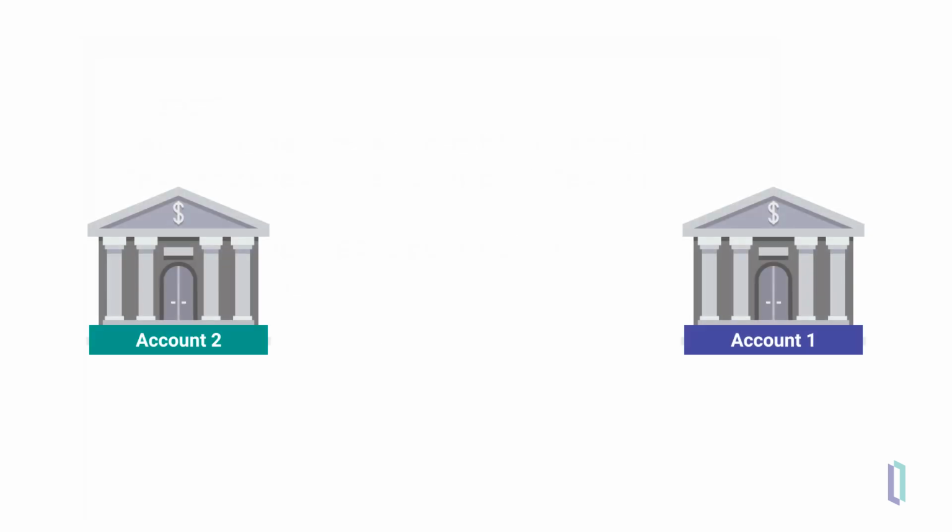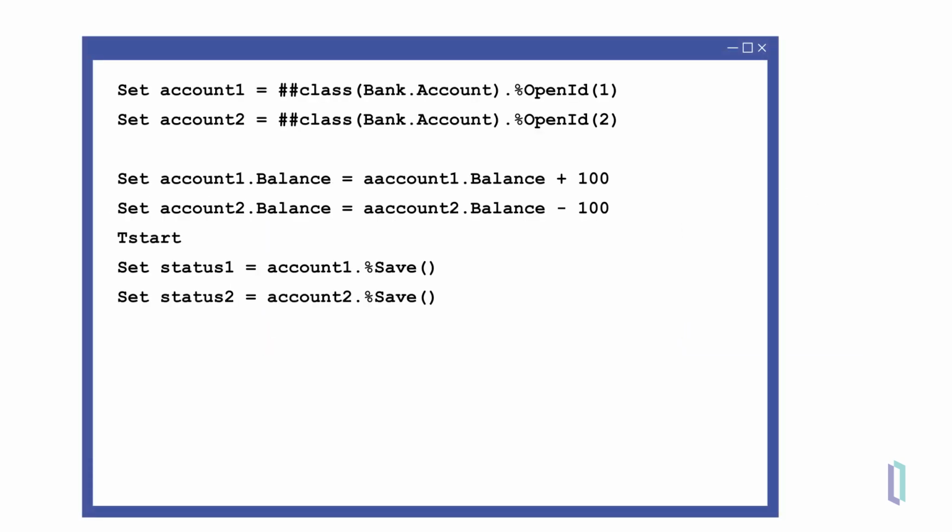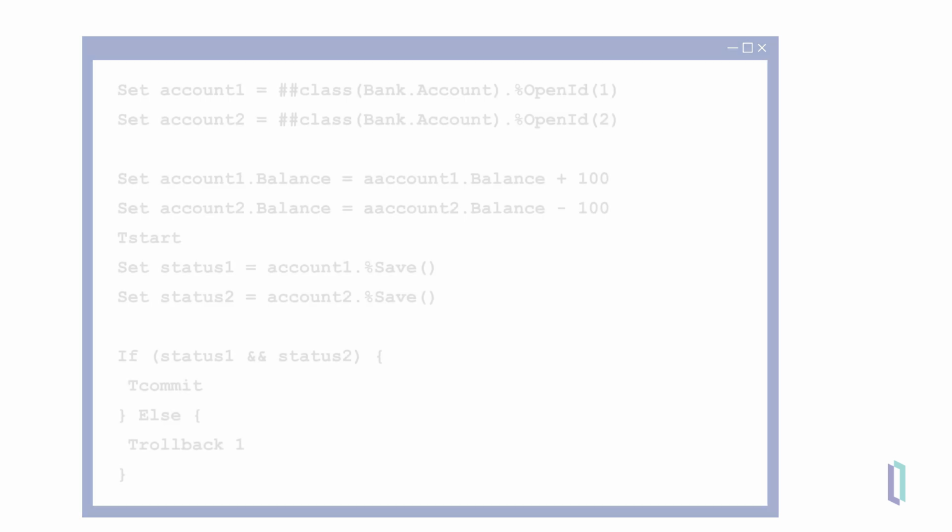For example, we will transfer $100 from account 2 to account 1. With a transfer, you need to guarantee that either both account balances are updated or neither account balance is updated. We open both account objects and calculate the new balances, then start the transaction and attempt to save each object. Each %save returns a status value. If both saves succeed, we call tcommit, making both balance changes permanent. If either save fails, we call trollback1, which undoes the most recent transaction level so neither balance is changed.